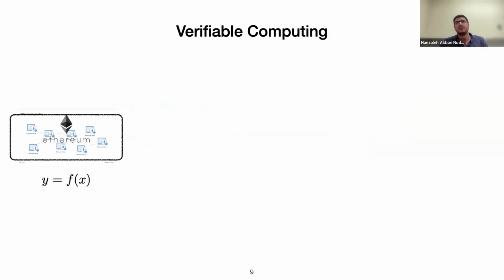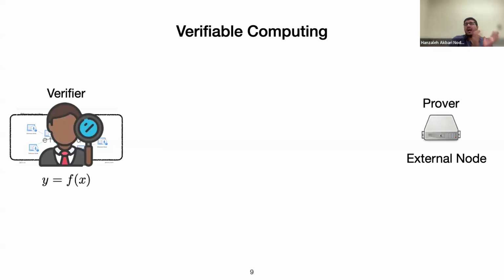I'm not going to talk about the details of different approaches for verifiable computing. Very briefly, in verifiable computing, we have some smart contract on Ethereum, which is a verifier, and the objective is to verify whether the computation corresponding to calculating y equals f of x has been done in the right way or not. So we have some external node to which the computation is outsourced. And we have a verifier, as I've mentioned. The verifier can literally be a smart contract on the chain. And we refer to that external node, that external resource, as the prover.